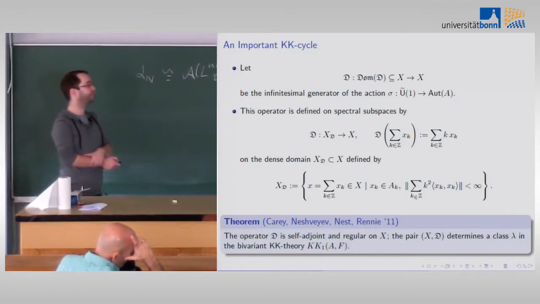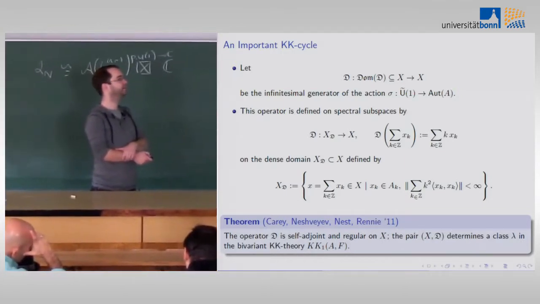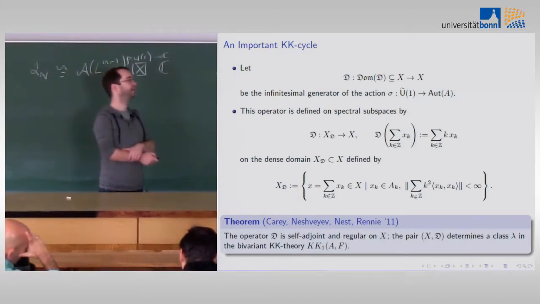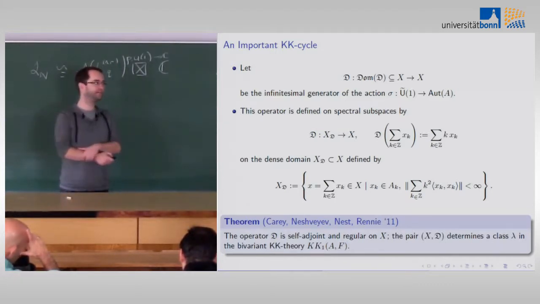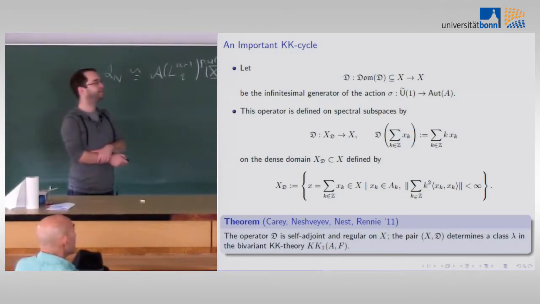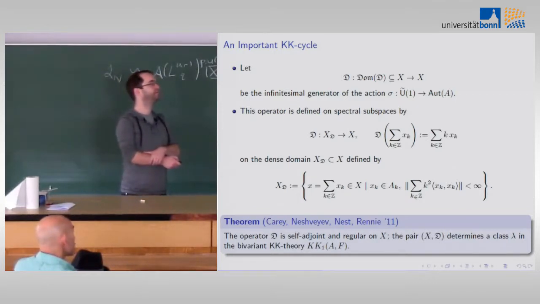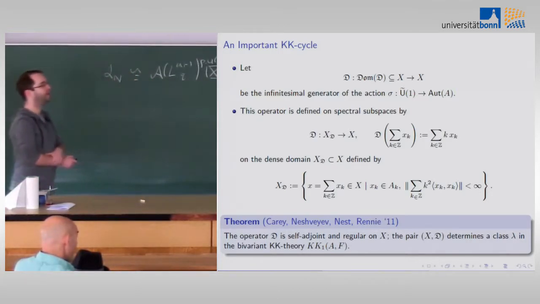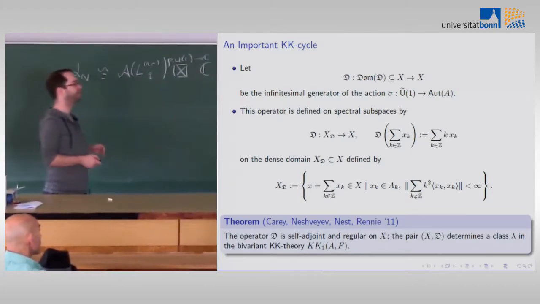It's also regular. And the pair X, D determines a class which I'm going to call lambda in the odd KK theory, KK1 of A, F. If you don't know anything about KK theory, then all I will tell you, and this is enough for this talk, is that you should think of elements here, so cycles or classes here, as A-F bimodules equipped with a self-adjoint regular operator. And then I take certain homotopy classes of these things, upon taking the bounded transform of this.